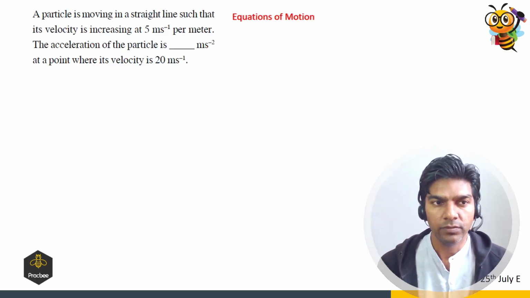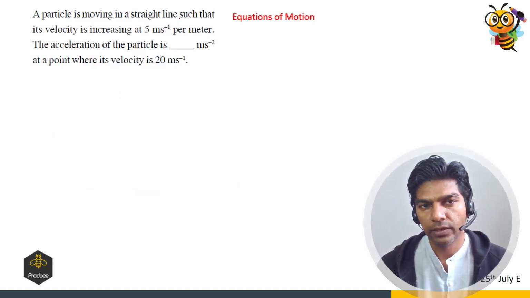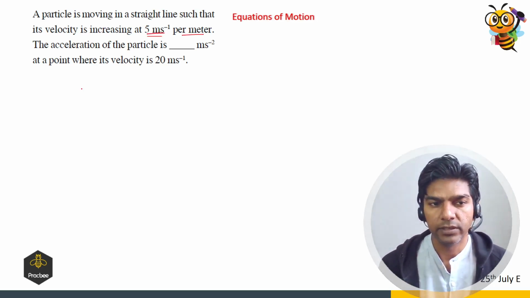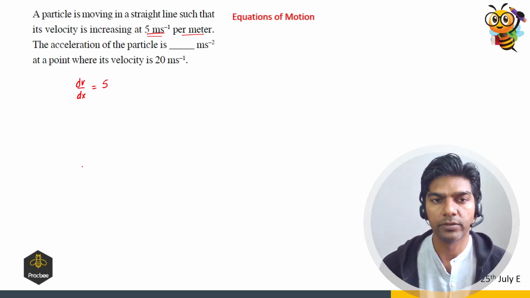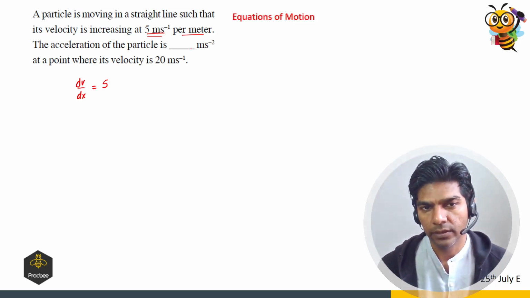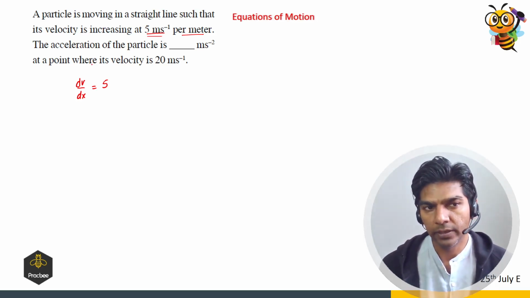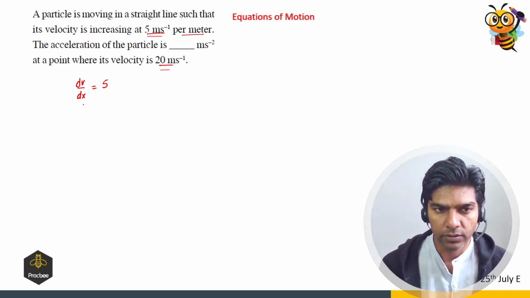Now let us see this question. A particle is moving in a straight line such that its velocity is increasing at 5 meters per second per meter. So we can say dv by dx is given as 5, right? 5 meters per second per meter. We have to find the acceleration of the particle at the point where the velocity is 20 meters per second, right? So let us try to do this.